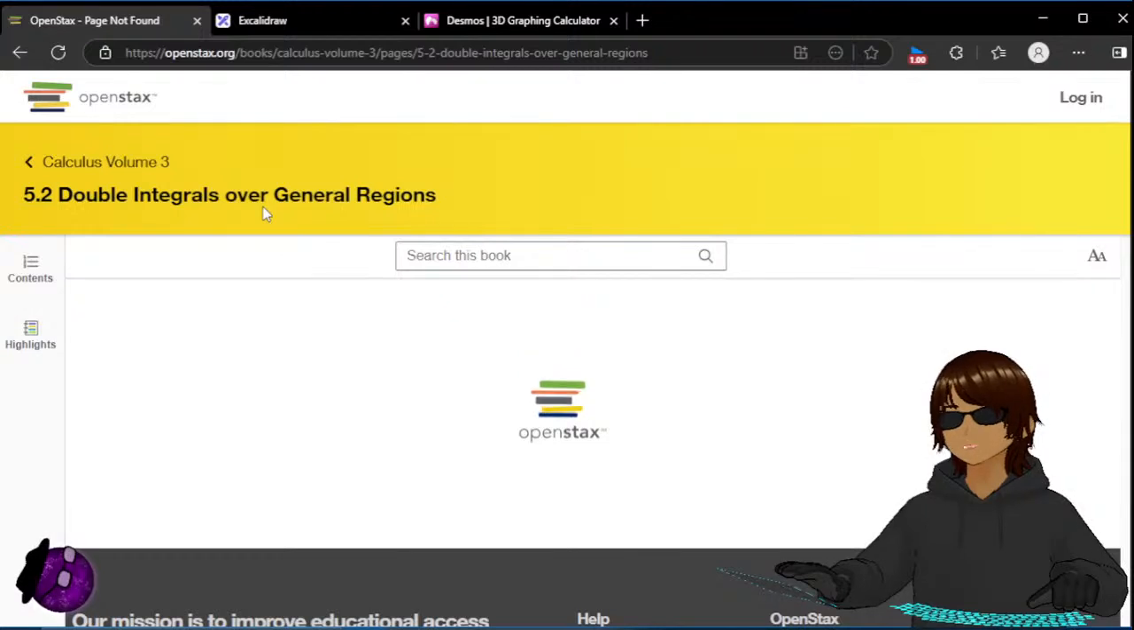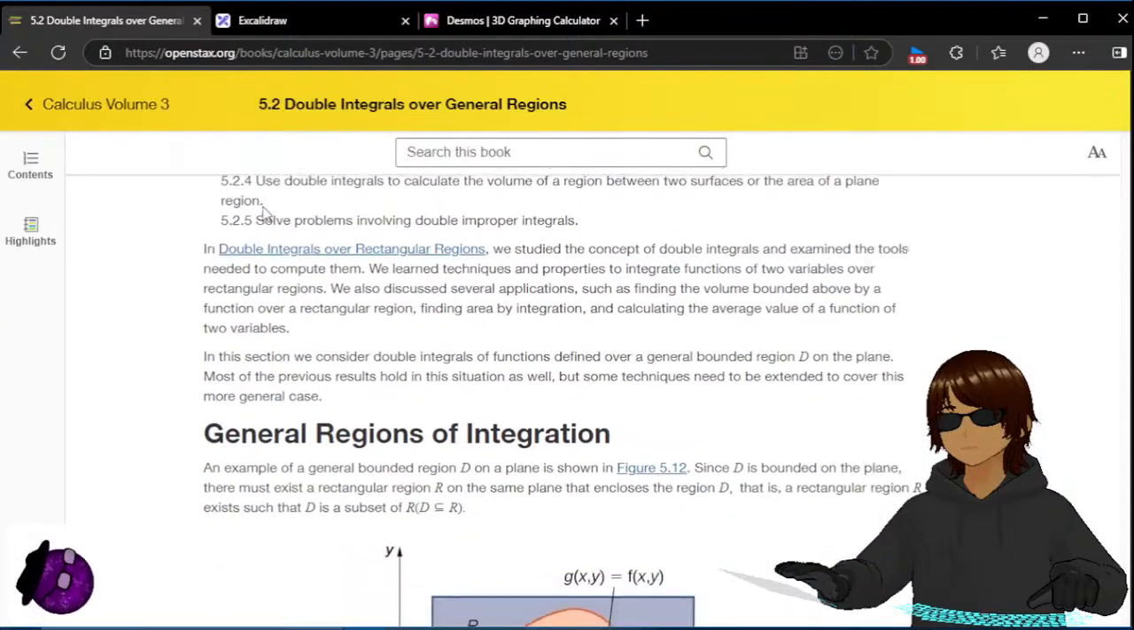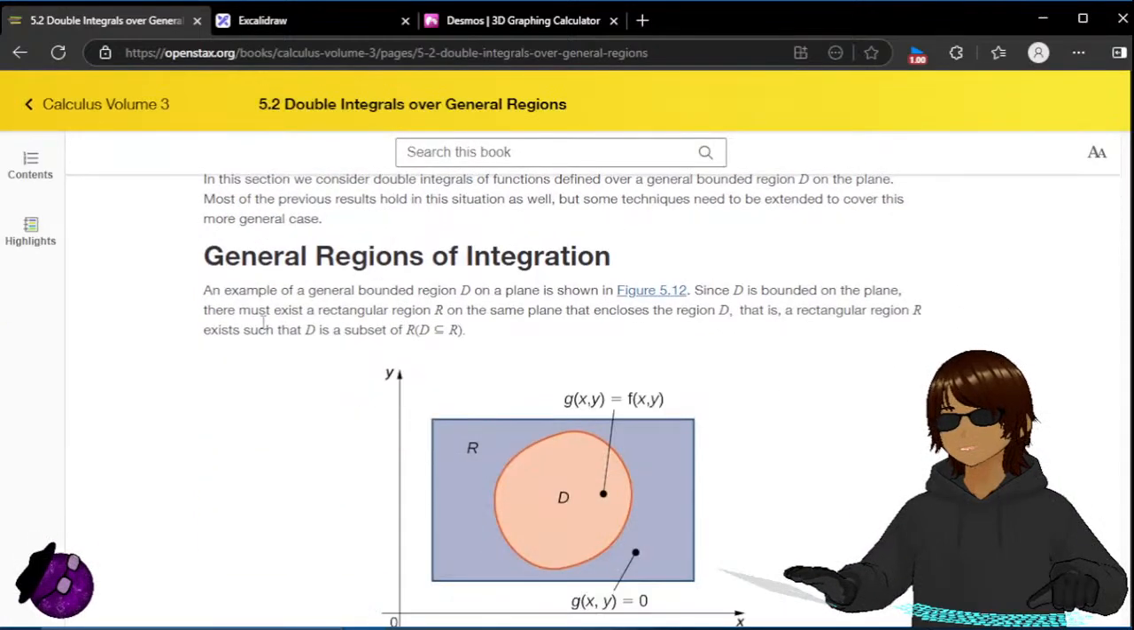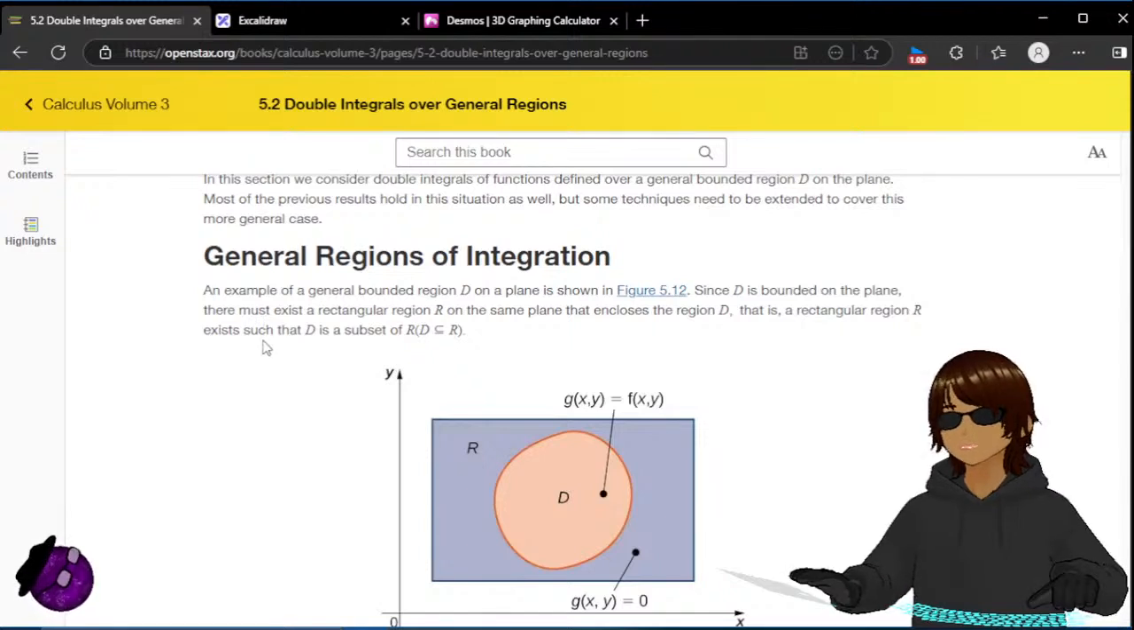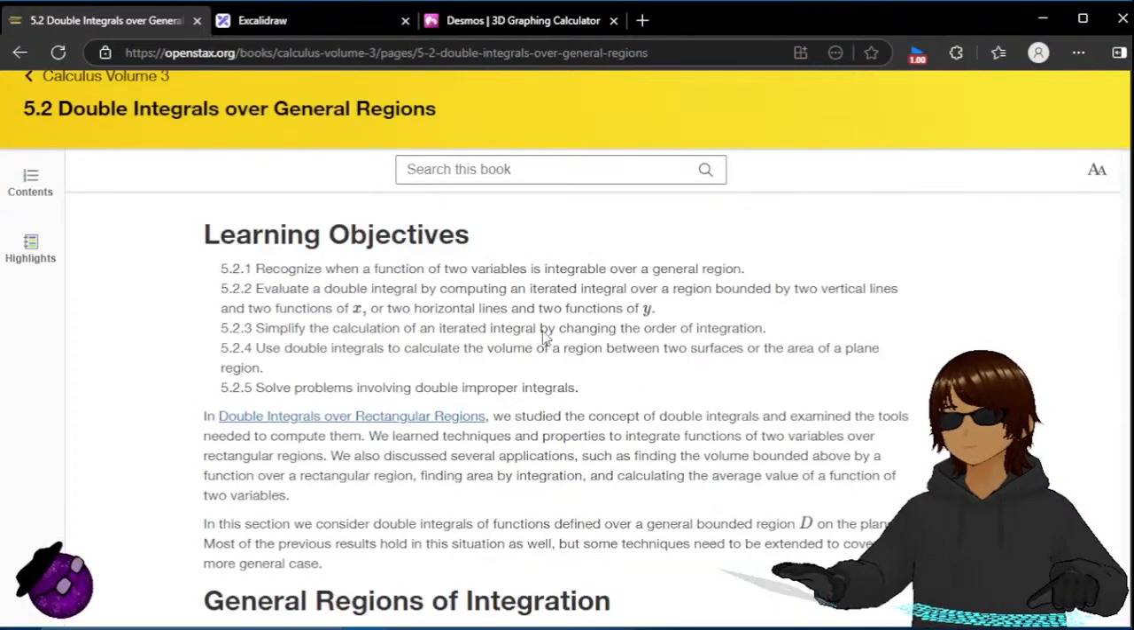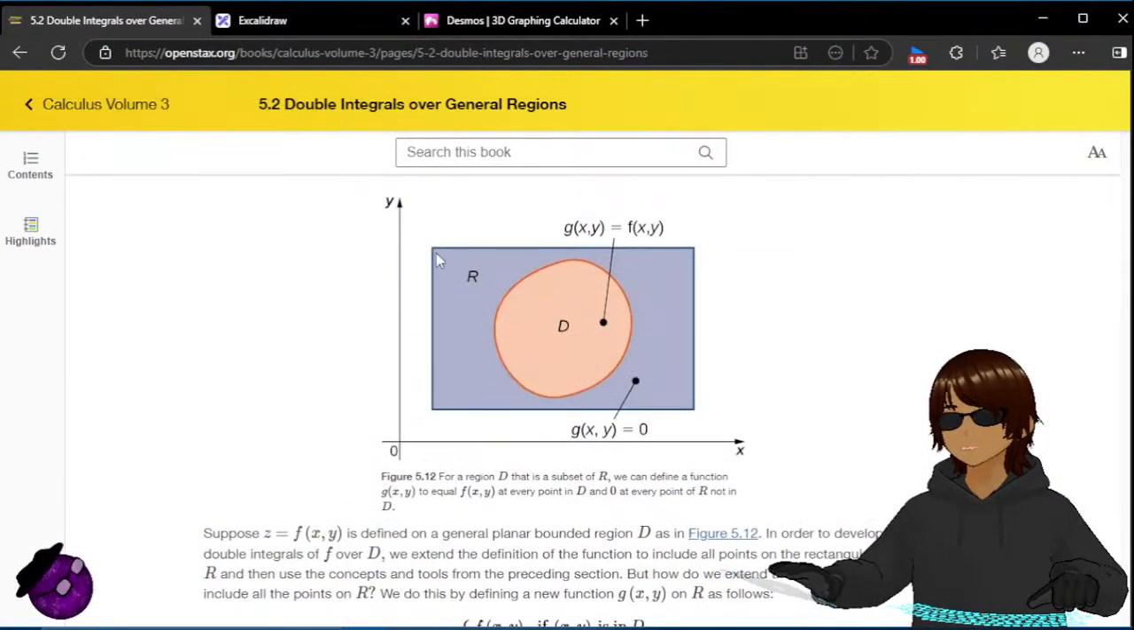Double integrals over general regions. An example of a general bounded region D on a plane is shown in figure 5.12. Since D is bounded on a plane, there must exist a rectangular region R on the same plane that encloses the region D. That is, a rectangular region R exists such that D is a subset of R. Okay, so previously we did a rectangular region. Now we are doing a region D within R.